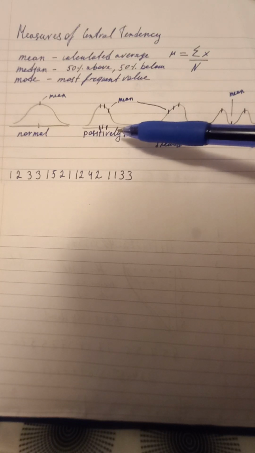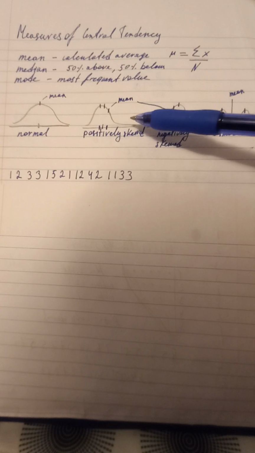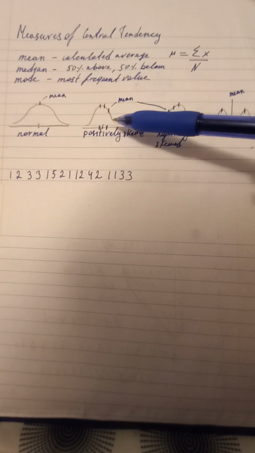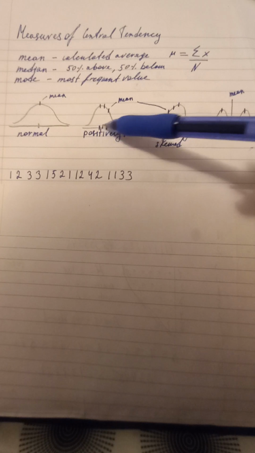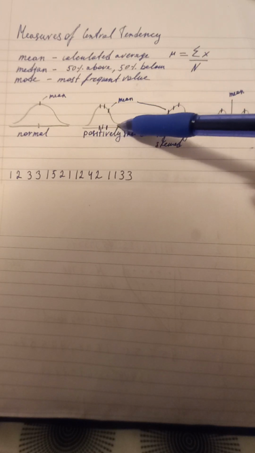Next, we have positively skewed distribution, which has only one peak here, but it is asymmetrical. It's skewed to the left. And in this case, we will have the highest peak, which is the mode. We will see the value here. Then we will have the median here. And then somewhere on the slope, we will have the mean.